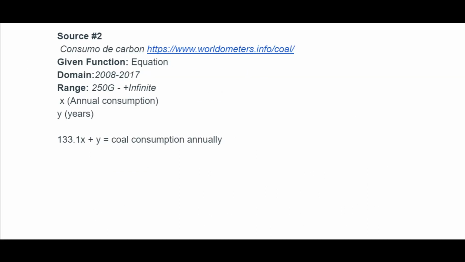Source 2 was consumption of carbon. Our given function was an equation. The domain was the years from 2008 to 2017. The range was 250 tons to infinity. The x was the annual consumption and the y was the year.